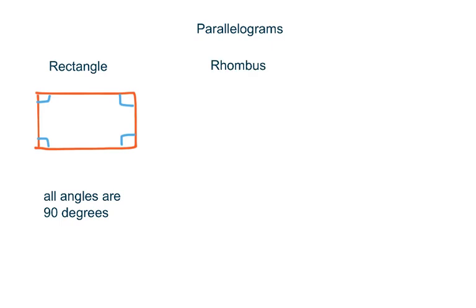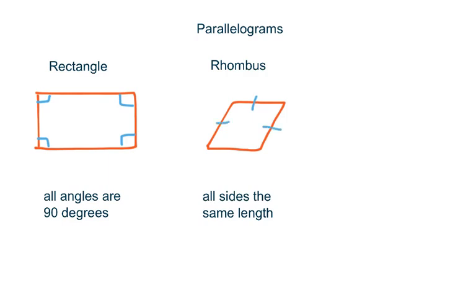Less familiar for most of us than the rectangle is the rhombus. What makes this a rhombus is the fact that all sides are the same length. We can see that in my sketch, but just to make doubly sure, if we want to, we can mark those with tick marks to show that all four of those side lengths are indeed the same. And that's what makes this one a rhombus.